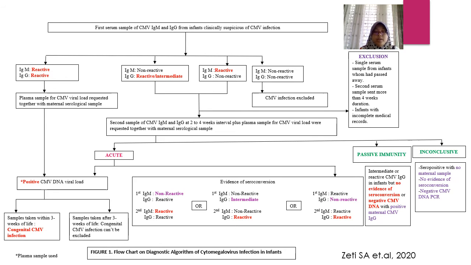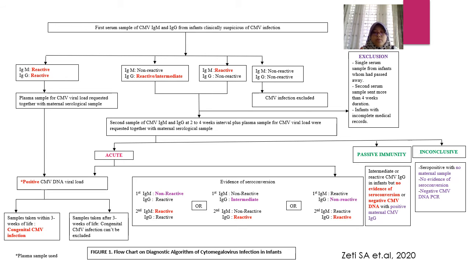Next, we see if the IgM is non-reactive but IgG is reactive. We require a second sample at a 2 to 4 weeks interval. If the IgM becomes reactive, it means that there is evidence of seroconversion. It's possible that the patient is having acute CMV infection.